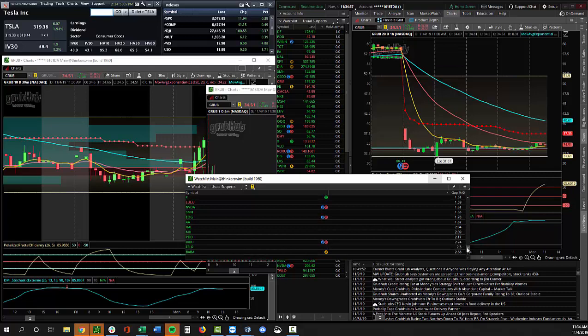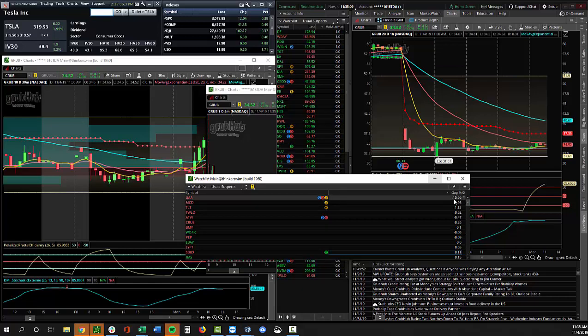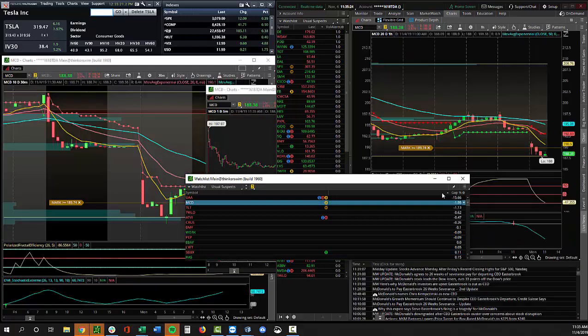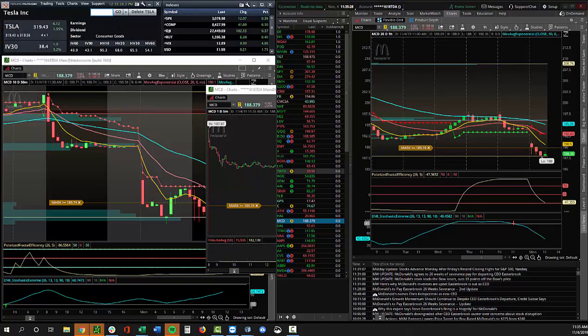So for example, Under Armour had earnings. Earnings weren't great, and they're being investigated for some accounting practices. So that was down nearly 16%. McDonald's down nearly 2%. I'm looking for moves up or down from yesterday's previous close of 1.5% or more. So McDonald's would be something that we would look at. We can look at Under Armour, but let's look at something that's a little bit more reasonable.